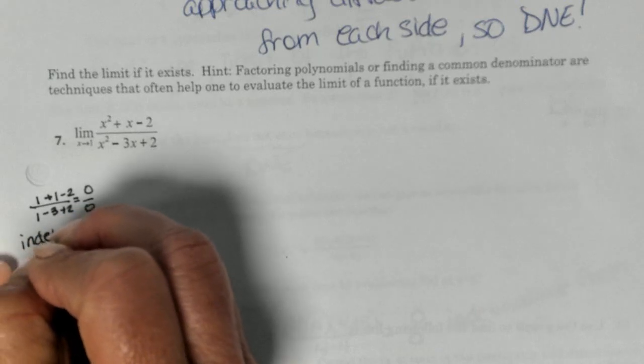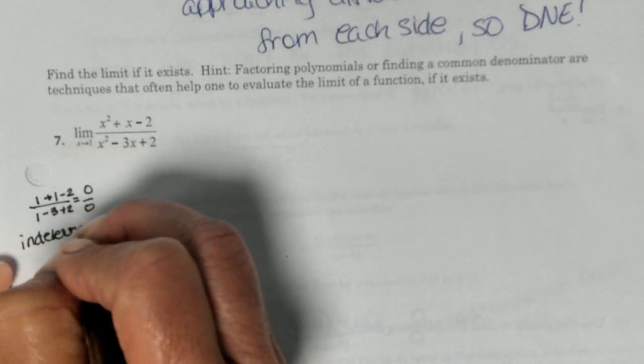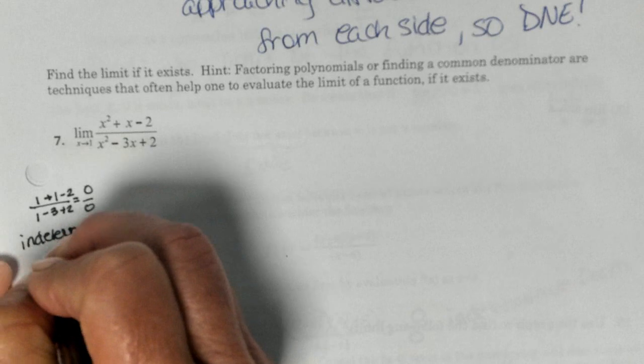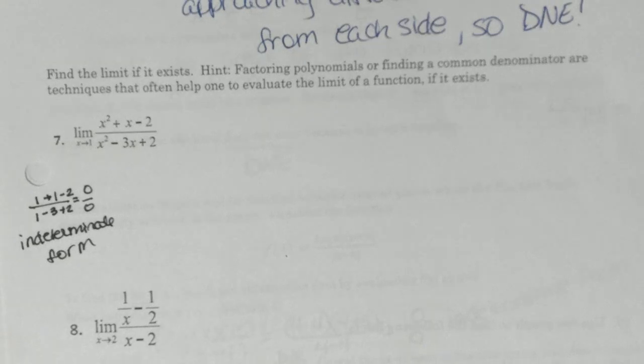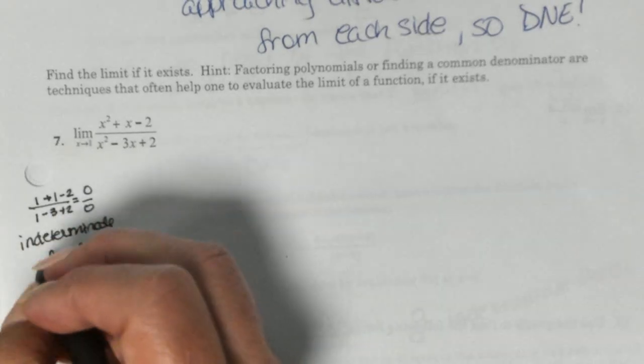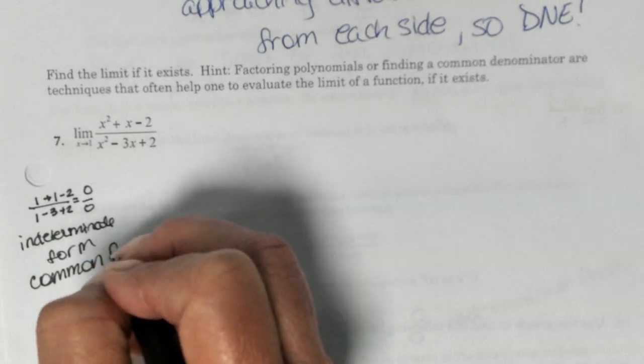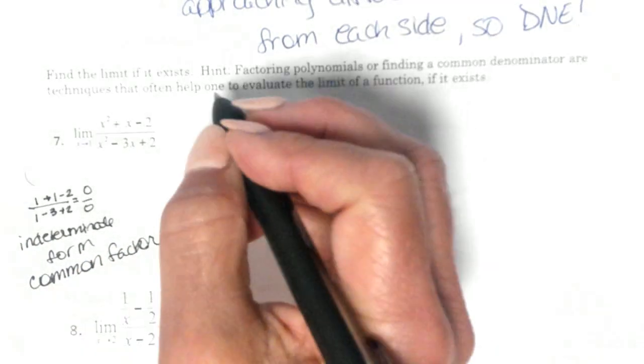What does that mean? Indeterminate. I can't spell, I've got to do phonics. Form. It means there's a hole. So if there's a hole, there's a common factor. Okay? Indeterminate form. So we have to find the common factor before we do anything else.